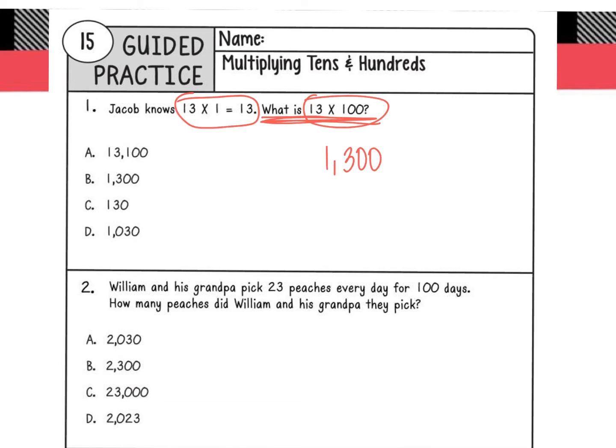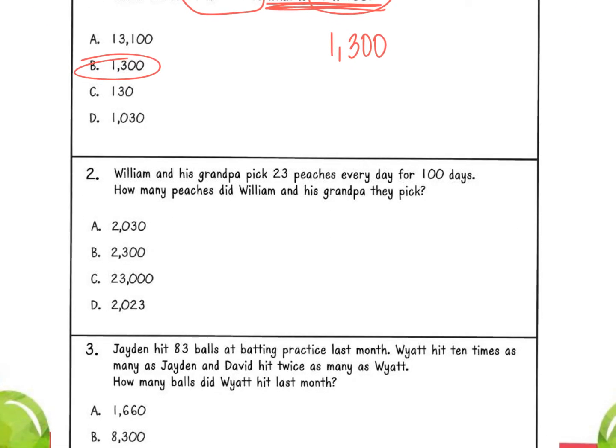How do you know it's 1,300? Because you add both of the zeros to it, and you subtract the 1, and it makes 1,300. Okay, so you basically take the 1 and 100 away, and you just tack on those 2 zeros from the 100 to the end of 13. So you should end up with B. Very good. Okay, number 2.